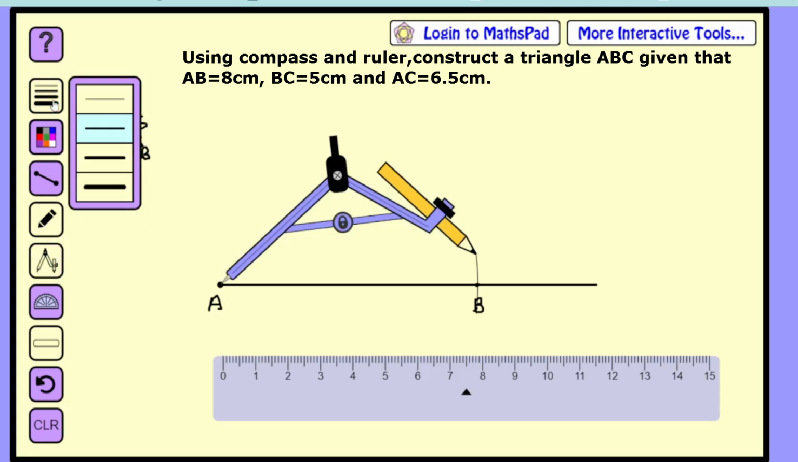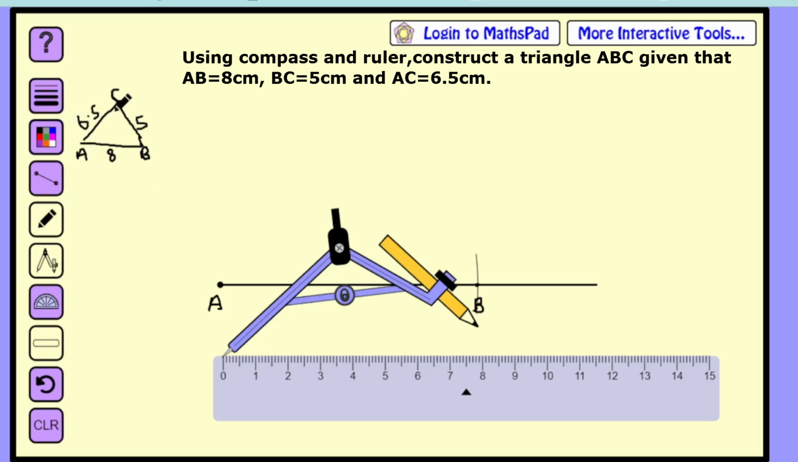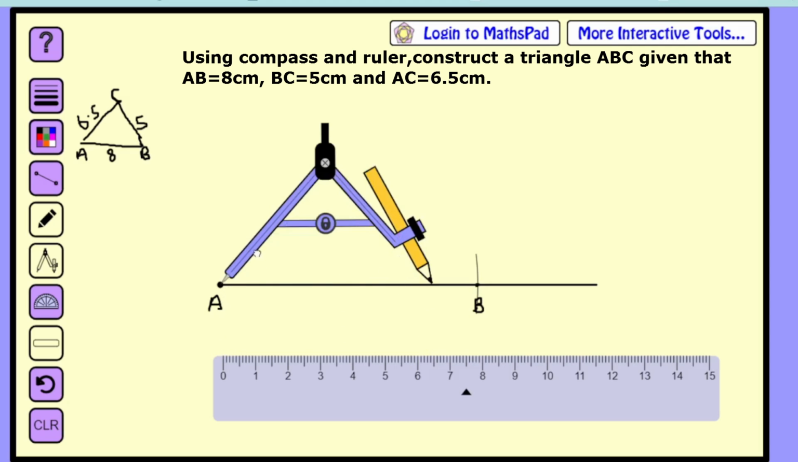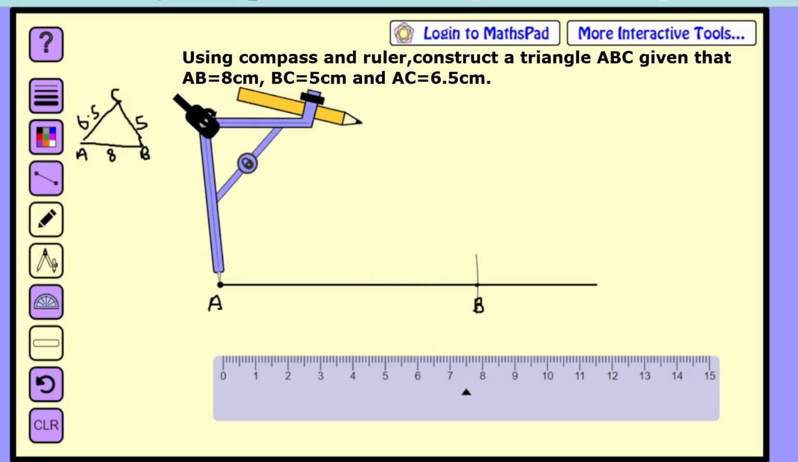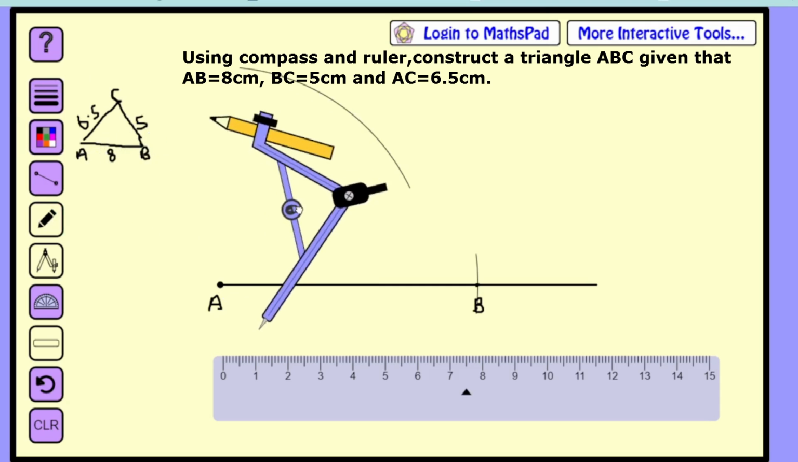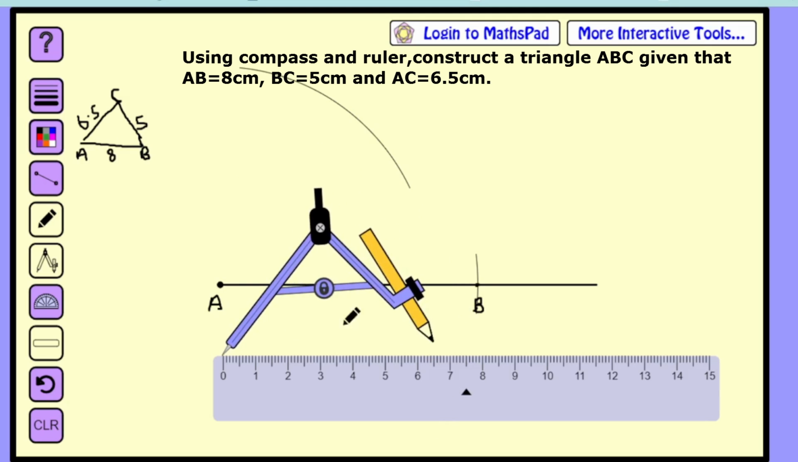So now we're going to take our compass again. We're going to open our compass to our next length. So I'm going to draw my line segment AC, which is 6.5. So open my compass to 6.5. Then from point A, I'm going to swing an arc above my line, and there we go. So we have just drawn our 6.5 centimeter line. Now we're going to go ahead and draw our line BC of 5 centimeters.